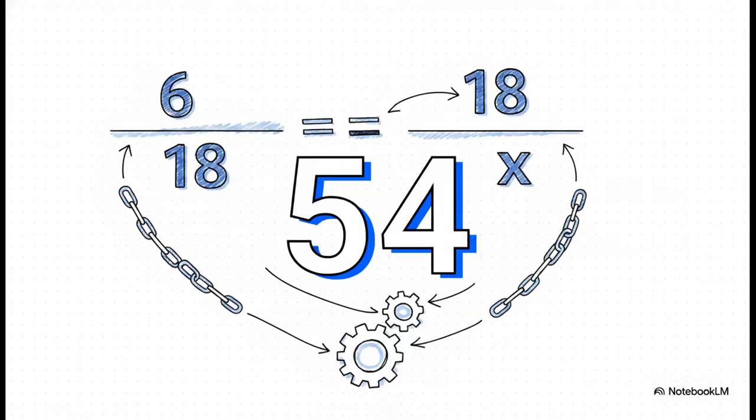So the crucial point is how this works in practice. Let's say you're looking for the third proportional for the numbers 6 and 18. You simply apply the rule. You set 6 over 18 equal to 18 over x. Cross-multiply and you get 6x equals 18 times 18. Solve for x and boom, you land on a final answer of 54. The math does the heavy lifting for you for sure, as long as you set up that chain correctly.